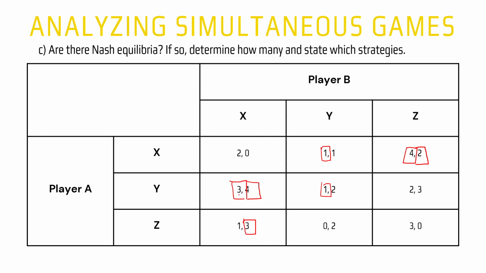Now we can see here that the Nash equilibria are (3, 4) and (4, 2). Therefore, there are two Nash equilibria in this game, and these strategies are X, Z and Y, X.